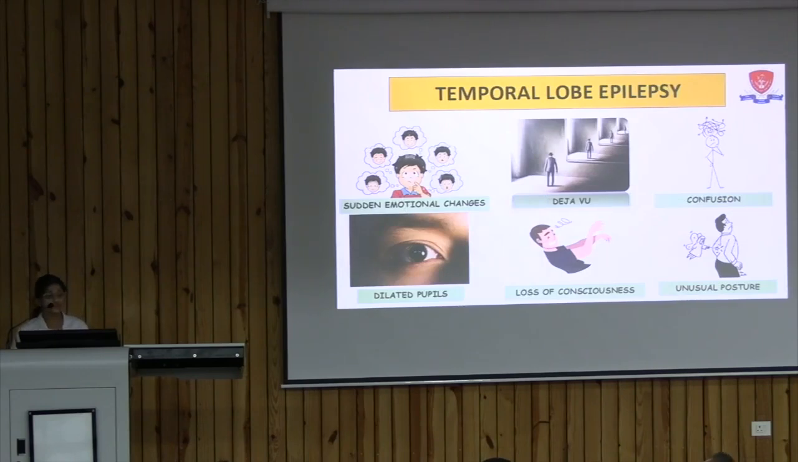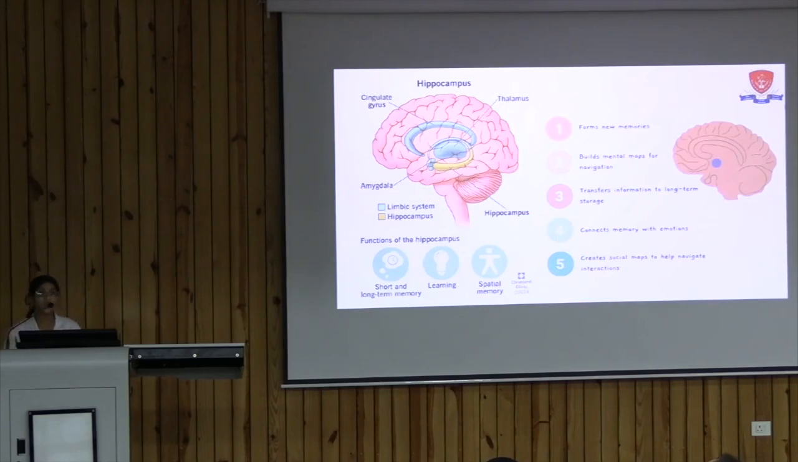The symptoms observed are auditory hallucinations, sudden emotional changes, dilated pupils, deja vu, confusion, and unusual posture. Hippocampus, which is a vital structure of the brain, is located in the deep temporal lobe of each hemisphere. It plays a central role in various cognitive and emotional functions. It is highly excitable and densely packed with neurons, making it more prone to generating abnormal electrical activity. Hence, it is the most epileptogenic part of the human cerebrum.